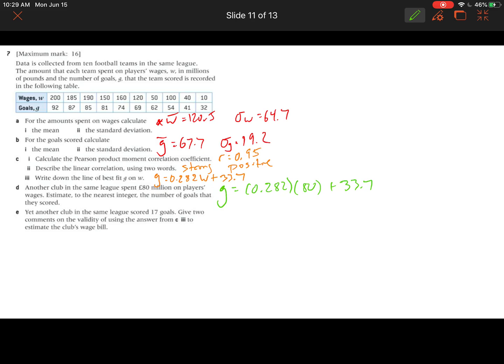So if we're doing 0.282, 80 million pounds is pretty close to what I make if you get rid of a bunch of zeros and change all the numbers, in case you were curious.